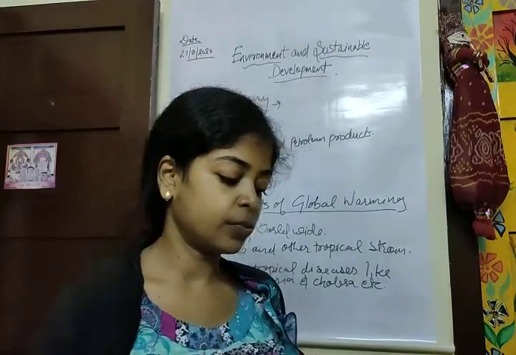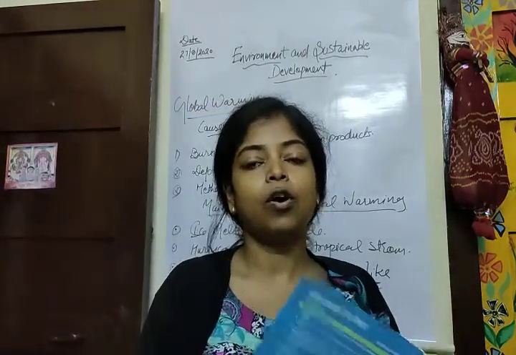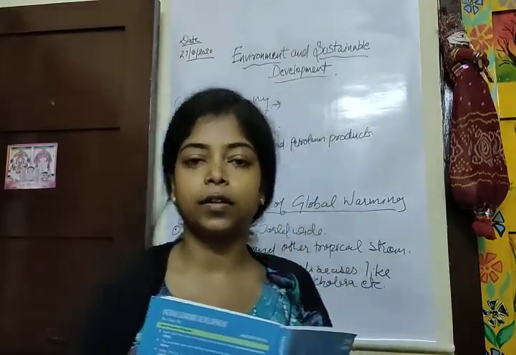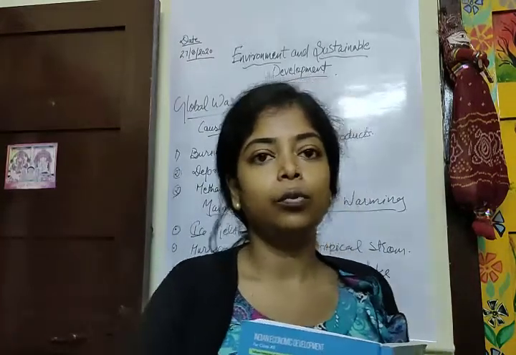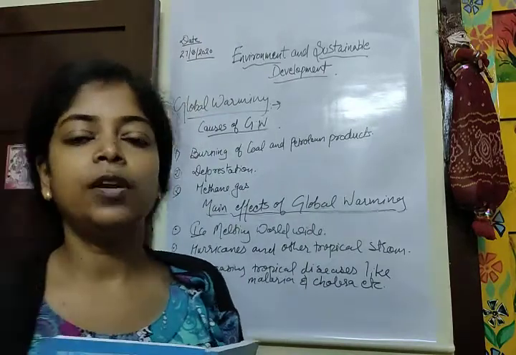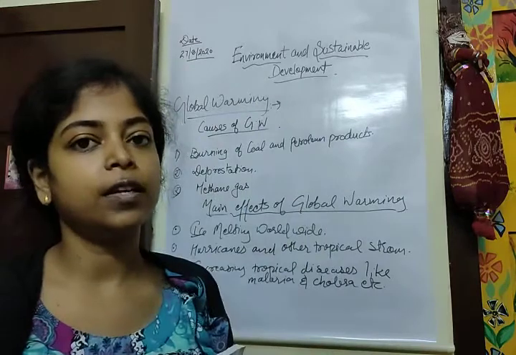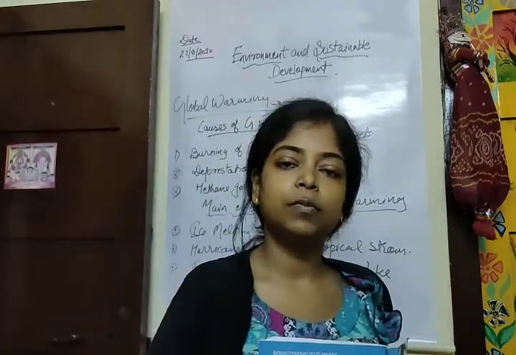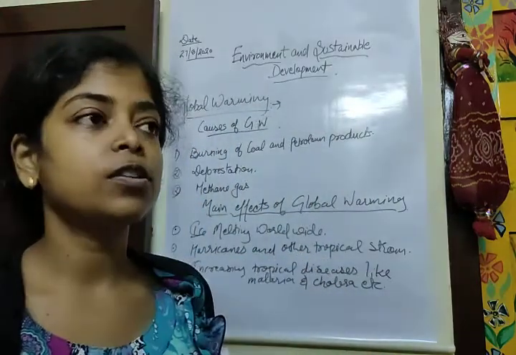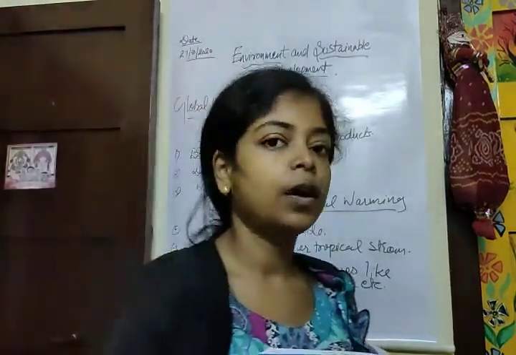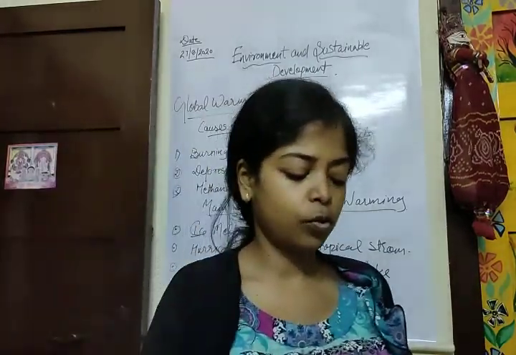And the last is that thousands of species like the polar bear are on the verge of extinction because of global warming, because the polar bear is a creature that needs a very chilled atmosphere to sustain. Because of the increasing temperature due to global warming, species like polar bears and penguins are not surviving like earlier. So it is because of global warming.